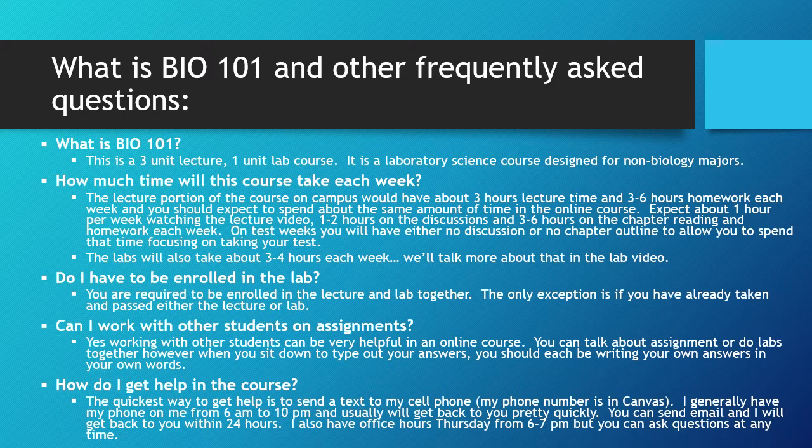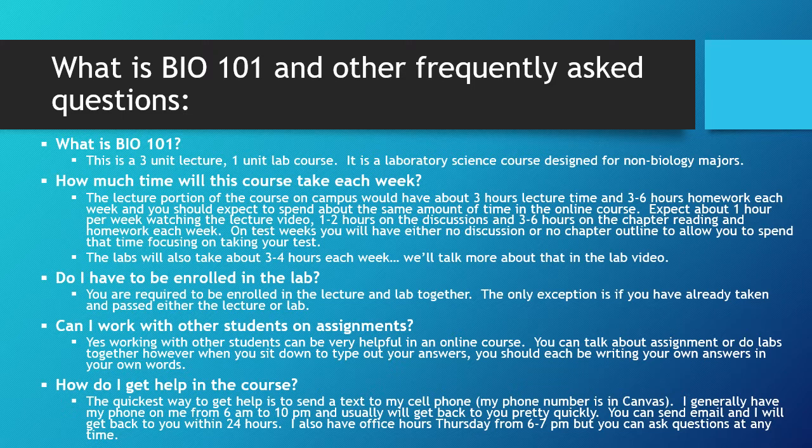And our final question is how to get help in the course. And the quickest way to get help is to send a text to my cell phone. My phone number is in Canvas. And I generally have my phone on me from about 6 a.m. to 10 p.m. And usually I will get back to you pretty quickly. There are exceptions, but generally I'm pretty quick at getting back to you if you have a question during those hours.